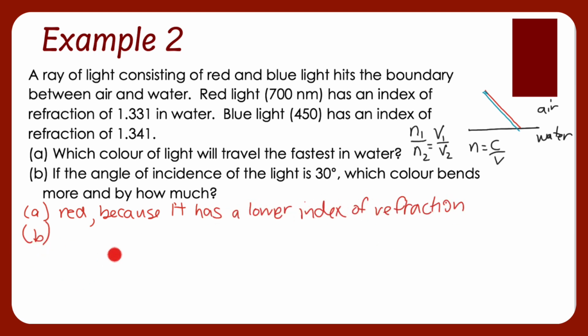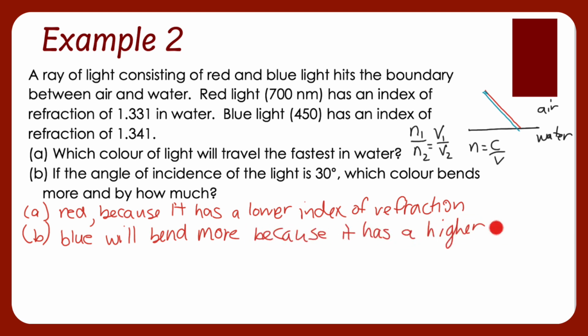And now B. If the angle of incidence of the light is 30 degrees, which color bends more and by how much? Well, when we look at Snell's law and what we talked about before, I know, before I do any calculations, that blue will bend more because it has a higher index of refraction. The second part of this question says which bends more and by how much. So let's use Snell's law to do our calculations.